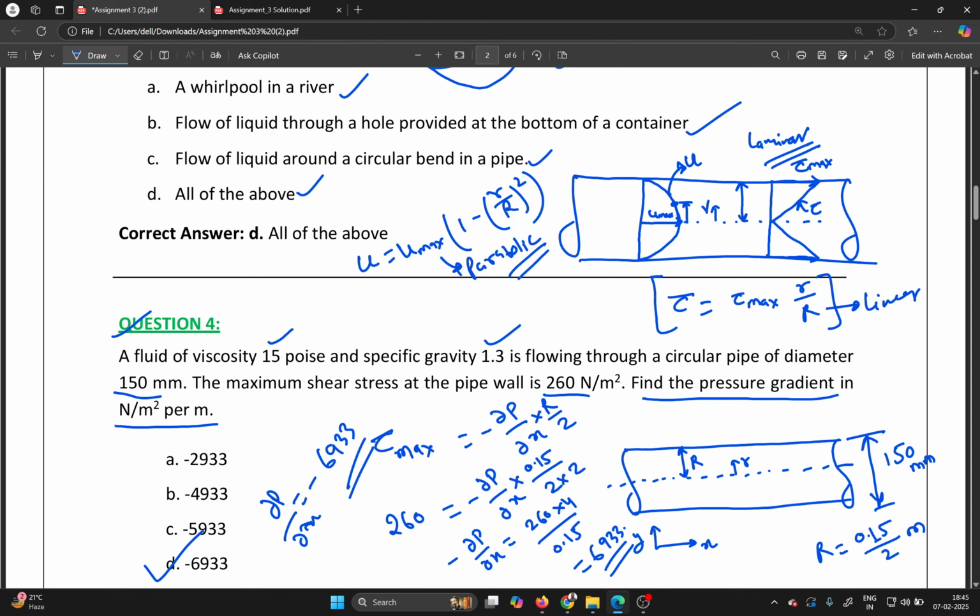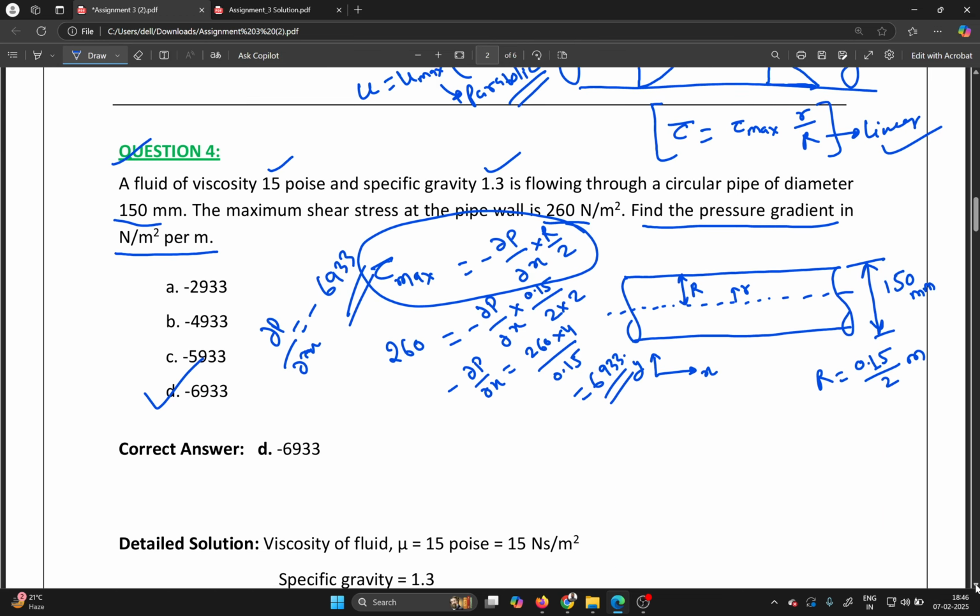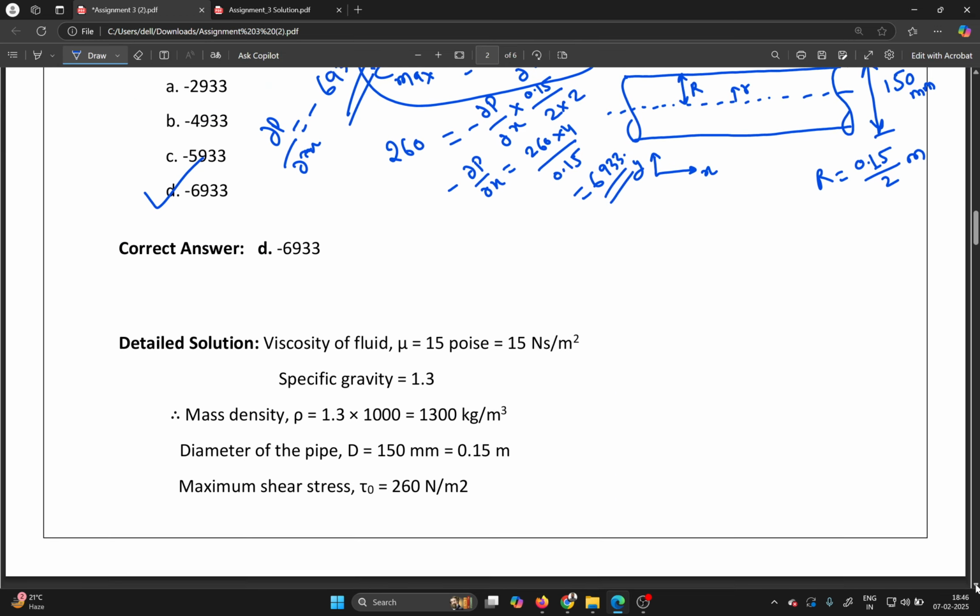So questions come from whether your tau variation in the pipe in case of laminar flow is linear or parabolic. You can go through the linear. The velocity variation is parabolic, and how your pressure gradient is related with your tau max. Always remember please. Now we'll move on to the next question. This is a very important question in pipe flow.